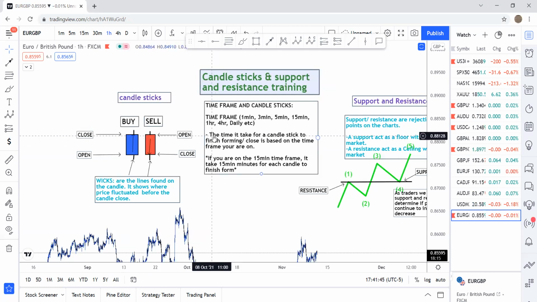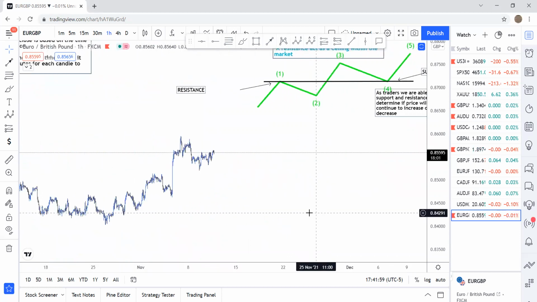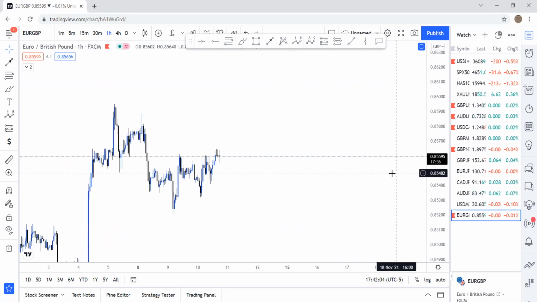What I want you guys to understand is that the time it takes for a candlestick to finish forming and close is based on the time frame you're on. What I mean by that, when we go into a real life example like over here, as you can see, we're on the 1 hour time frame up here. So it's going to take 1 hour for this candle to form. Every candle that you see on this chart right here took 1 hour to finish forming, and for a new candle to start forming.